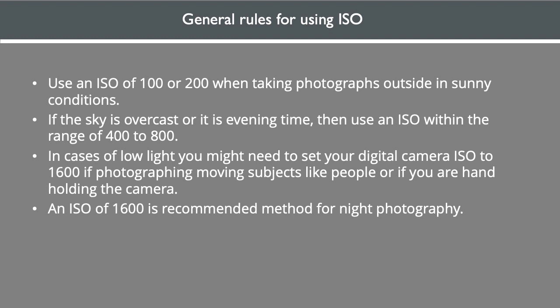In cases of low light, you might need to set your digital camera ISO to 1600, especially if photographing moving subjects like people, or if you're hand holding the camera. This may result in more grain or more noise in your image, especially if you don't have ample lighting. An ISO of 1600 is recommended for night photography.